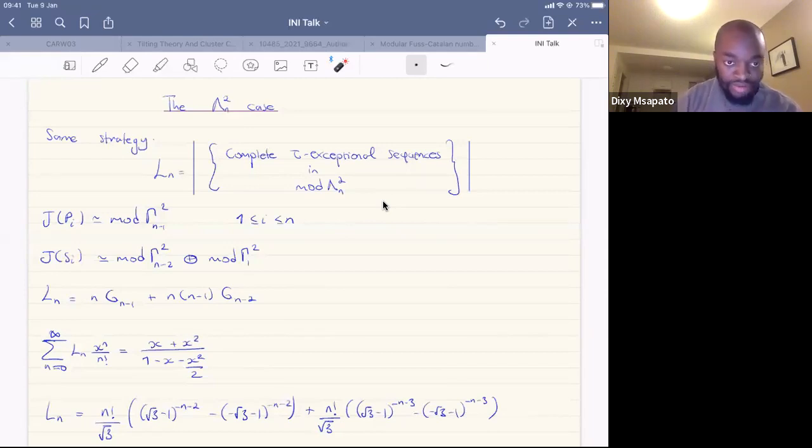As a result of that, we get that Ln is given by n times Gn minus 1, from considering the sequences ending in projectives, plus n times n minus 1 times Gn minus 2, from considering the sequences ending in simples. And we get for free this exponential generating function for Ln and this closed formula for Ln.